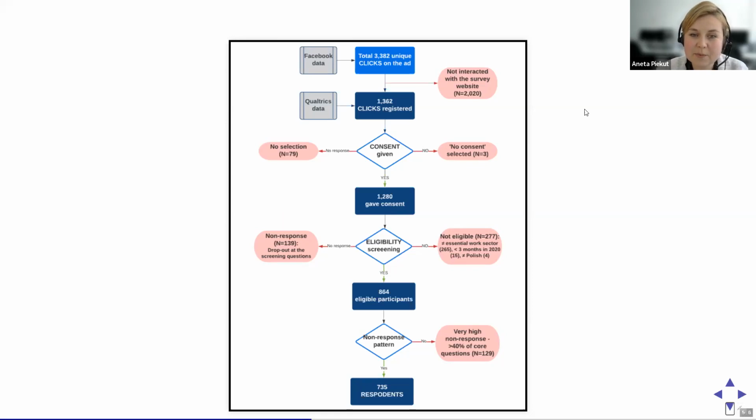And the next few pages were the eligibility questions, and at this stage, altogether about 500 people dropped out because they either didn't reply to one of the eligibility questions, or it turned out they were not eligible. So our final eligible participants were 864 people, and out of them, over 100 really didn't leave many responses. So we had a sample of 735 people being our valid respondents.